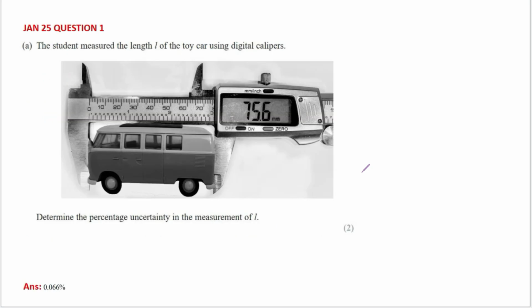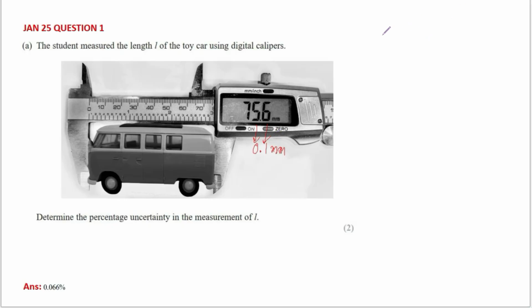The first question says, the student measured the length L of the toy car using digital calipers. Determine the percentage uncertainty in the measurement of L. When you get a question like this, the very first thing you need to identify is the resolution of the instrument. It says 75.6 millimeter, so the resolution should be 0.1 millimeter. This aligns with this and this aligns with this part. So the resolution is 0.1 millimeter.